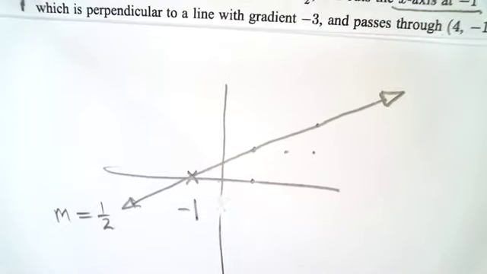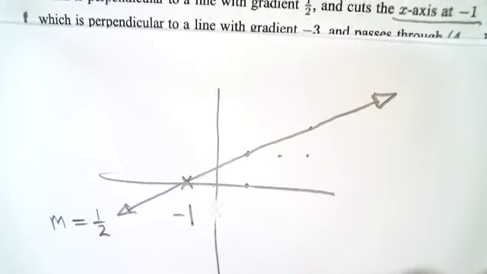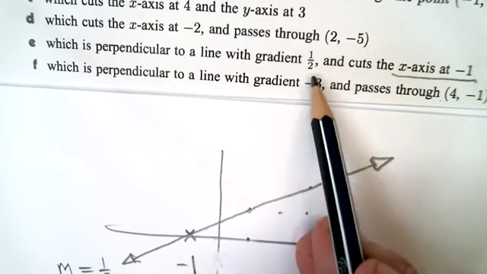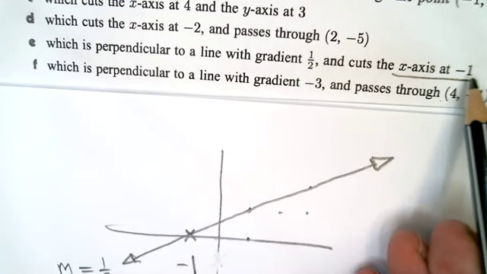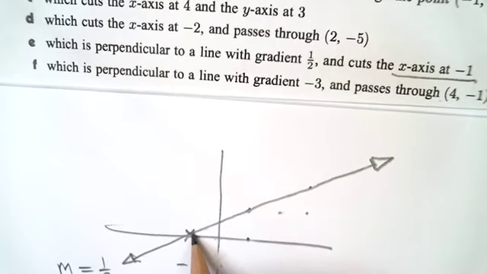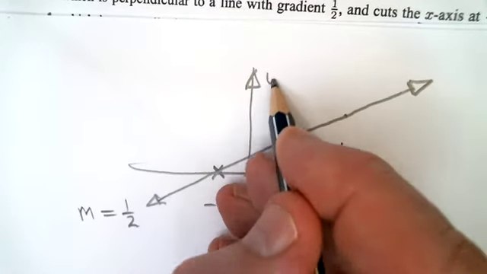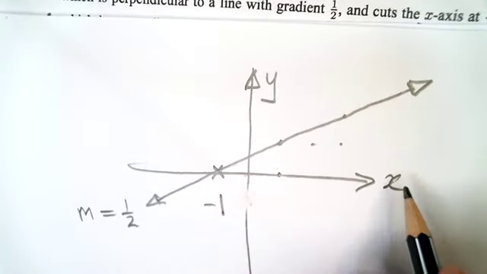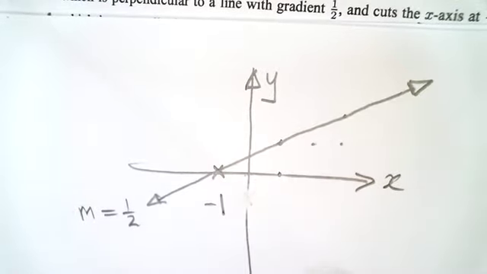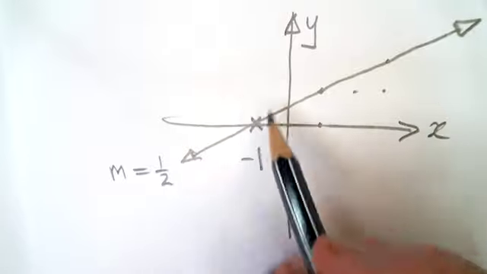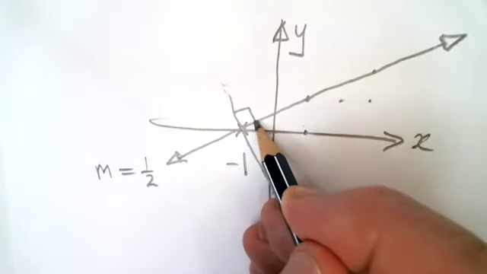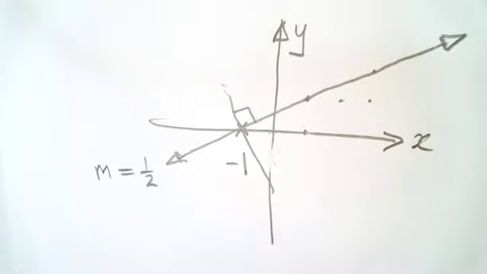What are we going to do here? The question says the new line is perpendicular to a line with a gradient of 1/2 that cuts the x-axis at negative 1. Well, we're going to cut at the same point, so we'll cut over here. Here's my y. When it cuts here, we want this angle to be a right angle, because it's perpendicular.